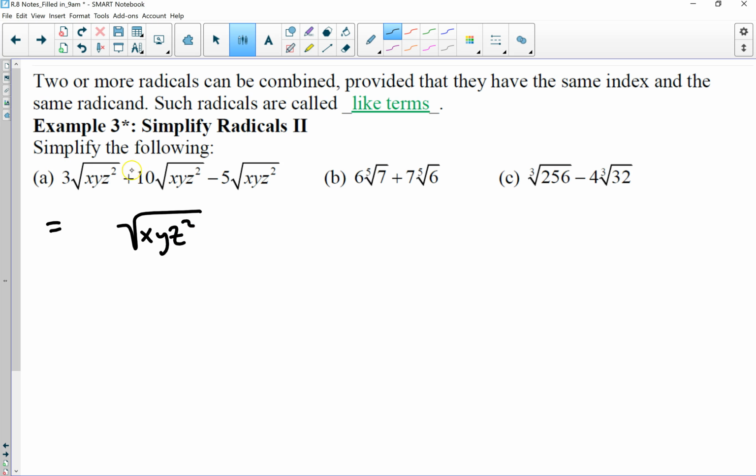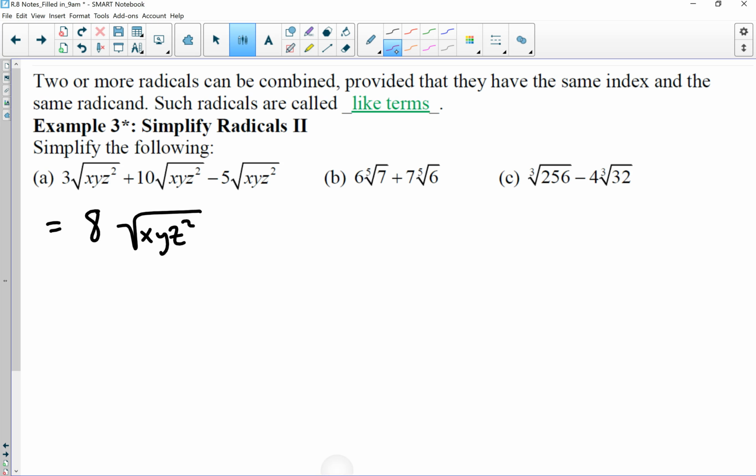Same idea. I have the root xyz squared, and see how many there are. There's 3 of them plus 10 of them. That's 13. Then I take away 5. 13 minus 5 is 8 in total. So I would like to circle this and say it's my final answer, but there is some simplification that you got to watch for. I still want to look and see if I can reduce any of these root terms.